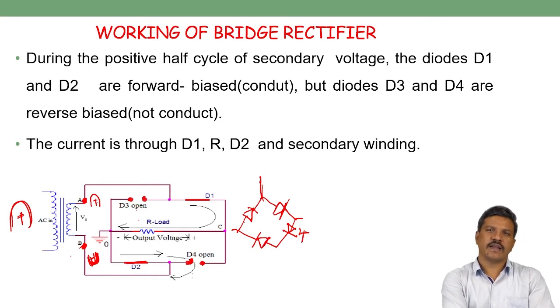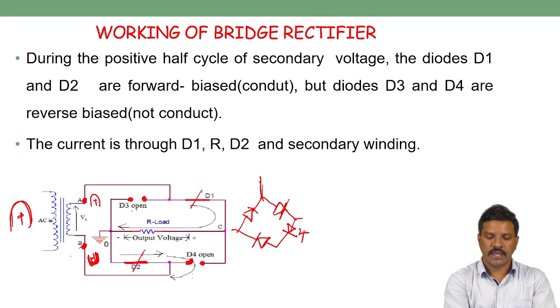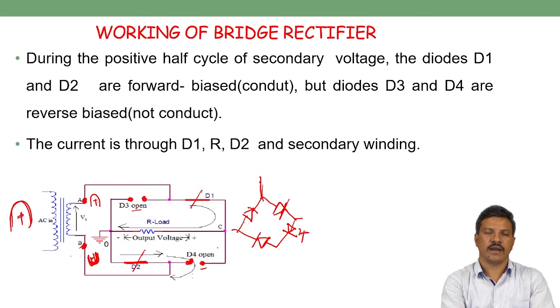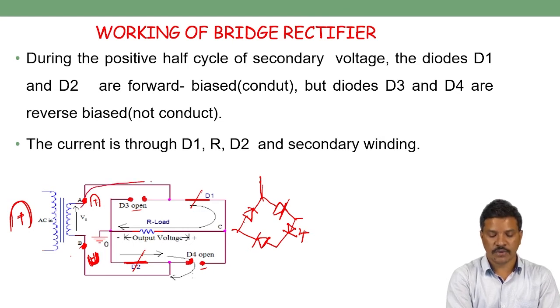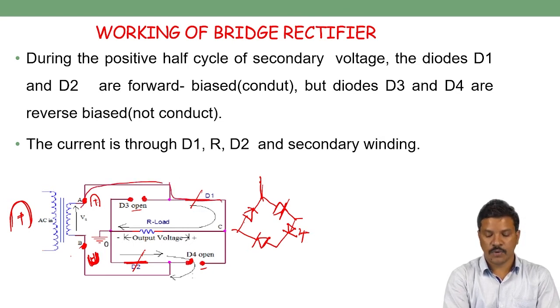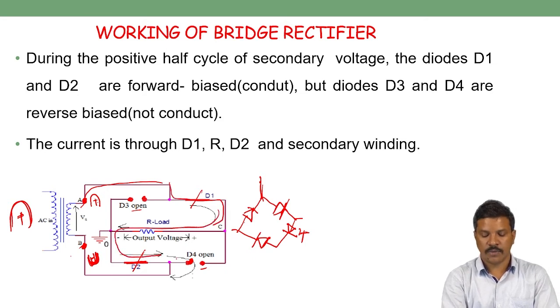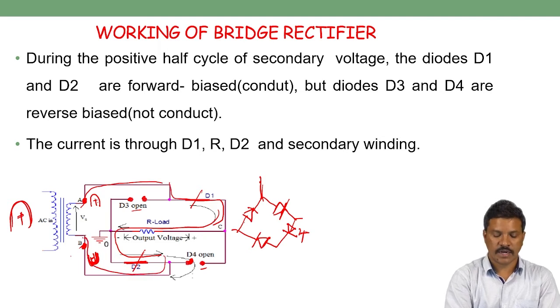So during the positive half cycle of the AC input signal, diodes D1 and D2 are forward biased and in conducting mode, whereas D3 and D4 are non-conducting or reverse biased. When D3 and D4 are reverse biased, no current flows through D4 and D3, and current flows only through D1, the load resistor and D2, and connects back to the secondary coil voltage.